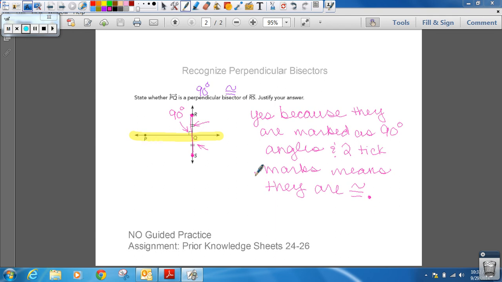So it is yes. There's no guided practice for our prior knowledge, but you do have the assignment of prior knowledge sheets 24 through 26.